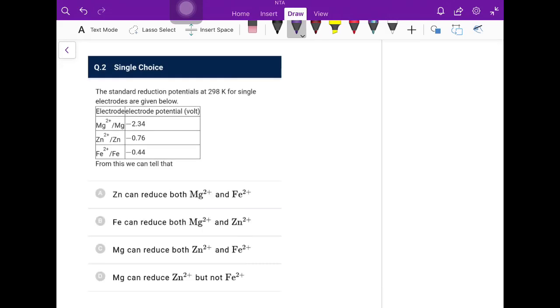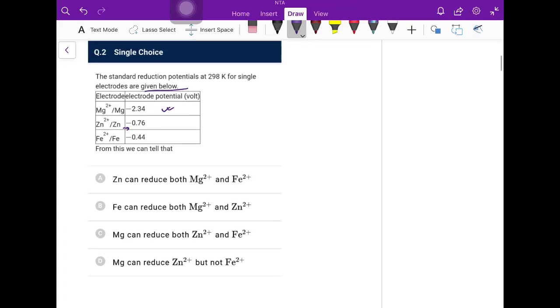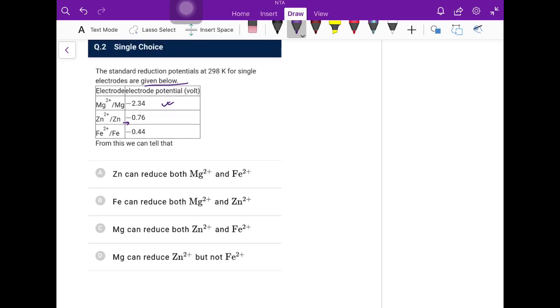The standard reduction potential at 298 Kelvin for single electrodes are given below. All right, so we have been given the electrode potentials, like for Mg2+ to Mg. When it has a negative value, you should take it as the reduction for magnesium, Mg2+ to magnesium is difficult and it requires 2.34 volt, and Zn2+ to zinc is minus 0.76, so it needs 0.76 volt to get converted. Fe2+ to Fe also needs 0.44 volt. Negative sign, you can take it as it needs that voltage.